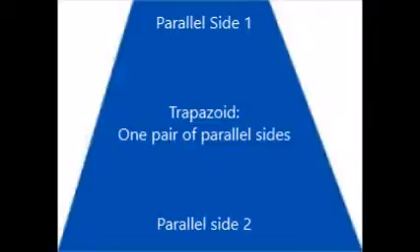First kind of quadrilateral is a trapezoid. And a trapezoid is defined as having one pair of parallel sides. So as you can see, parallel side 1 is on top and parallel side 2 is on bottom. These lines are parallel to each other. And that's what makes a trapezoid.